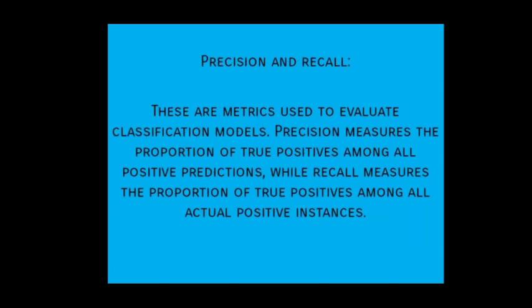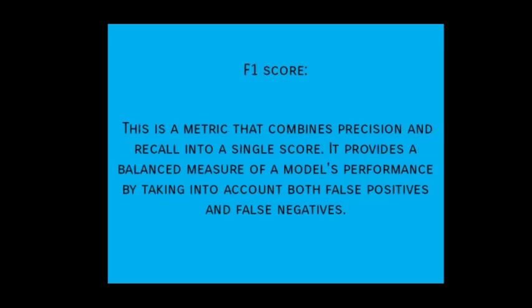Precision and recall. These are metrics used to evaluate classification models. Precision measures the proportion of true positives among all positive predictions, while recall measures the proportion of true positives among all actual positive instances. F1 score. This is a metric that combines precision and recall into a single score. It provides a balanced measure of a model's performance by taking into account both false positives and false negatives.